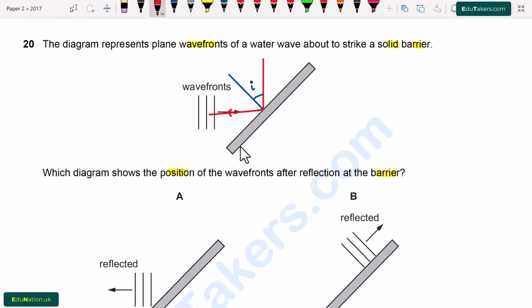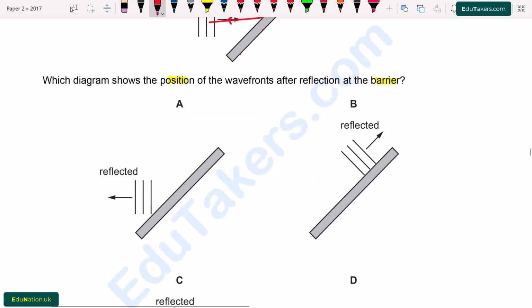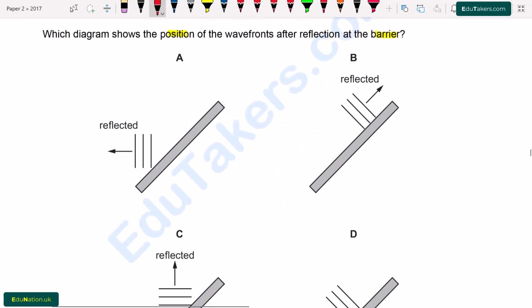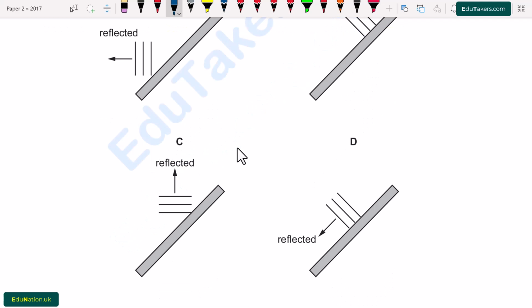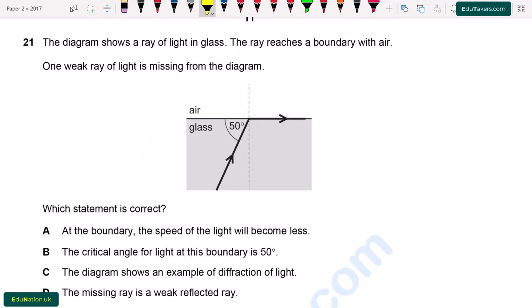Now we see the options. In option A, the reflected rays are vertical. So option A is incorrect. Option B is also incorrect. In option C, we see that the wavefronts are horizontal. So option C is correct from here. Question number 21. The diagram shows a ray of light in the glass. The ray reaches the boundary with air.